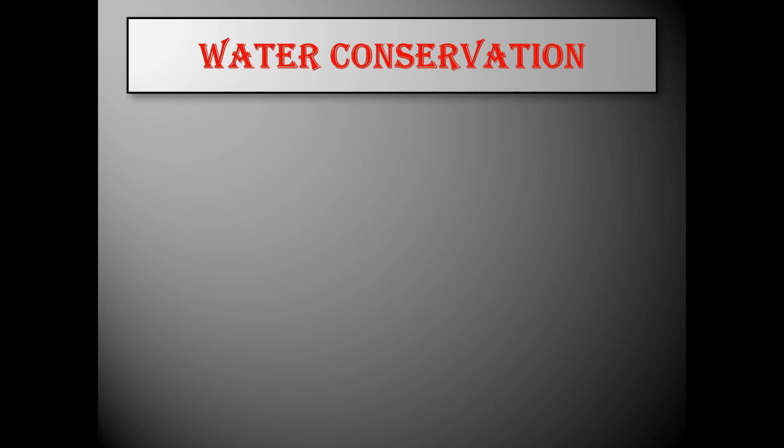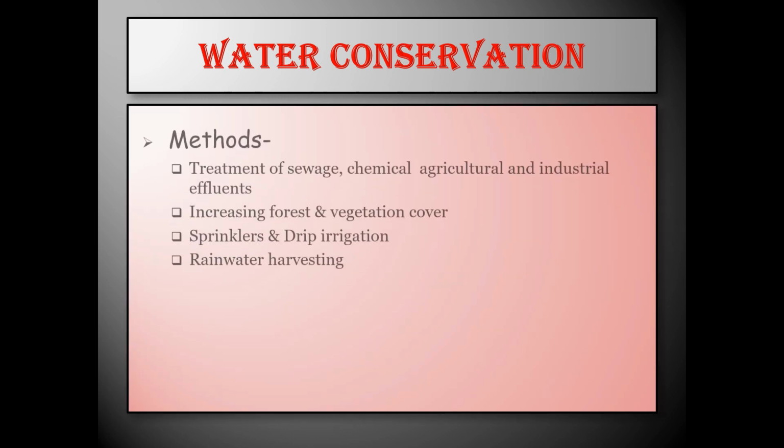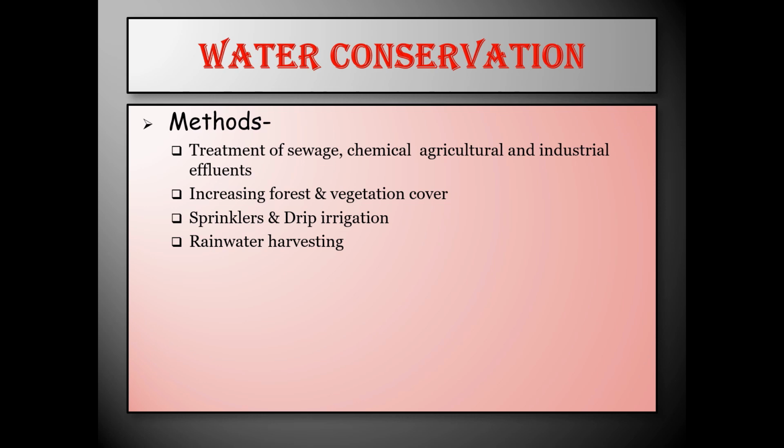The following steps can be taken to conserve water resources. Treatment of sewage, chemical, agricultural and industrial effluents, and increasing forest and vegetation cover so that they can slow down the surface runoff. In this way, underground water storage can be improved. By adopting sprinkler and drip irrigation methods in agriculture, especially in arid regions. Recycled water should be used as a coolant in the industries also.